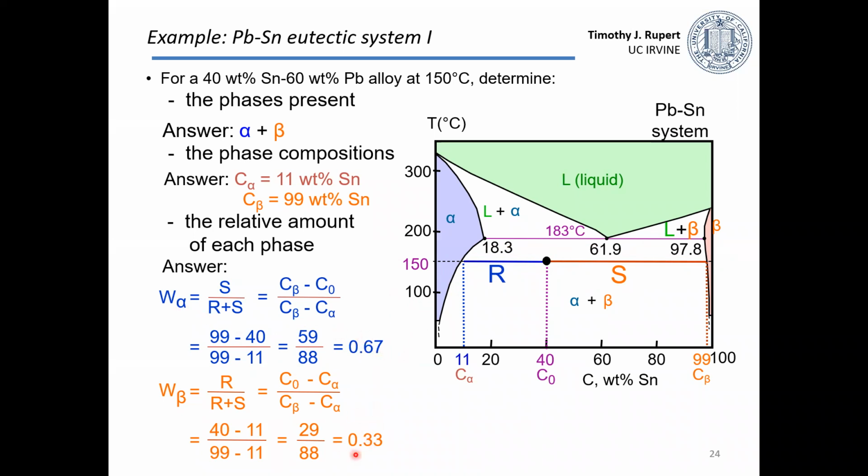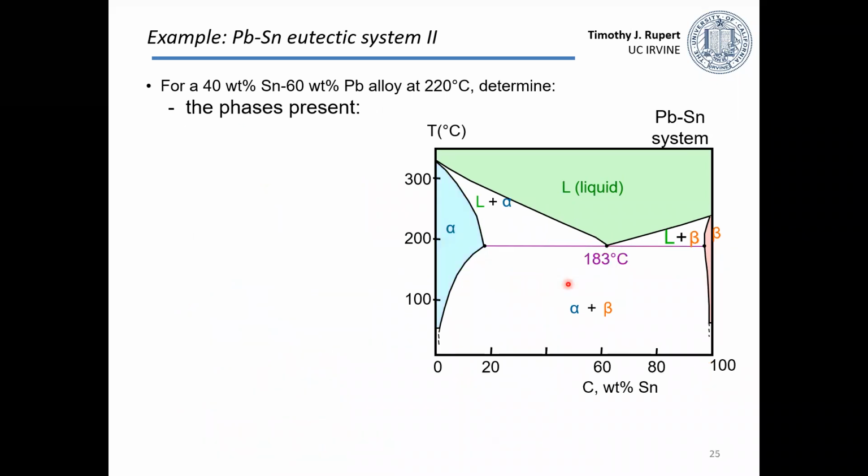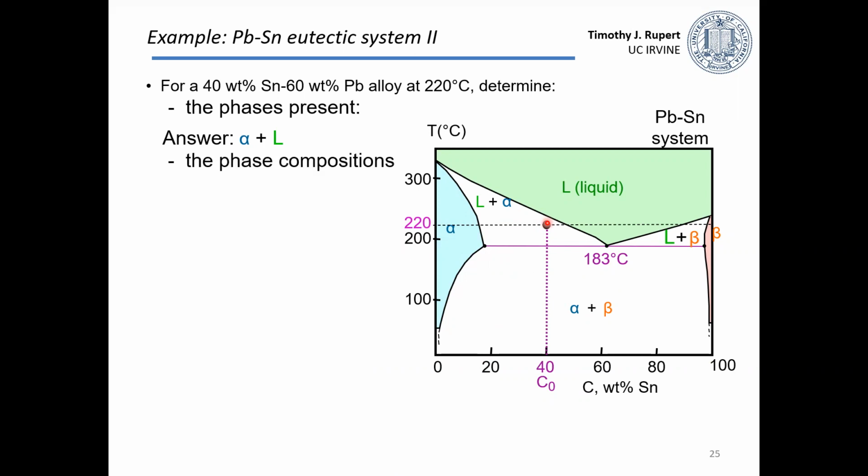We could subtract and find that the other 1/3 is beta, but if we want to do a sanity check, we could rerun that calculation. How much beta do we have? Take the length of the opposite line and divide it by the total line length. We could keep doing this for different temperatures. So in this case, we've raised our temperature to 220 degrees C. We again can go and pick out that point. In this case, we find that we're a liquid plus a solid of the alpha phase.